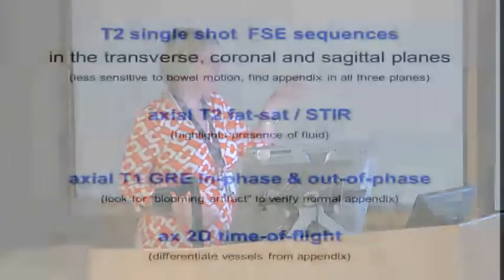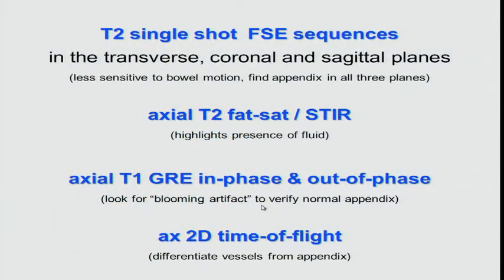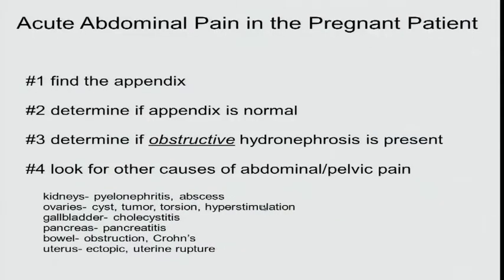And then we can look at time of flight, and we'll talk a little bit about that. Don't let the phrases make you cross your eyes. We're going to use the 2D time of flight to help us differentiate the appendix from some mostly veins that could be laying around there. Okay, so this is our algorithmic approach. We've got the patient. We're going to look at the single shot fast spin echoes and find the appendix. We're going to figure out if the appendix is normal.